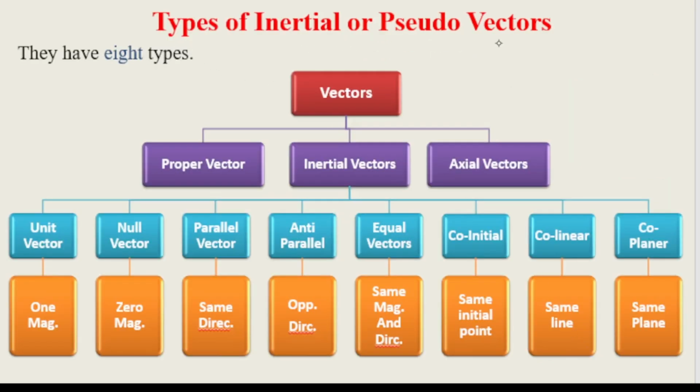Types of vectors. Vectors are subdivided into three parts: proper, inertial and axial vectors. Inertial vectors are further subdivided into unit vector, which has magnitude only 1, and null vector, which has magnitude 0. Parallel vectors have the same directions, anti-parallel vectors have opposite directions, equal vectors have the same magnitude and direction, co-initial vectors have the same initial point, collinear vectors lie on the same line, coplanar vectors lie in the same plane.